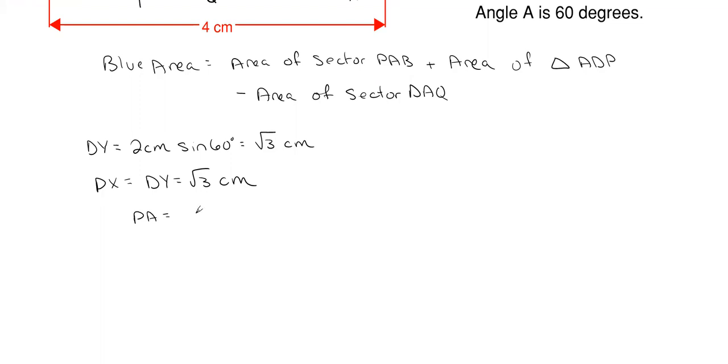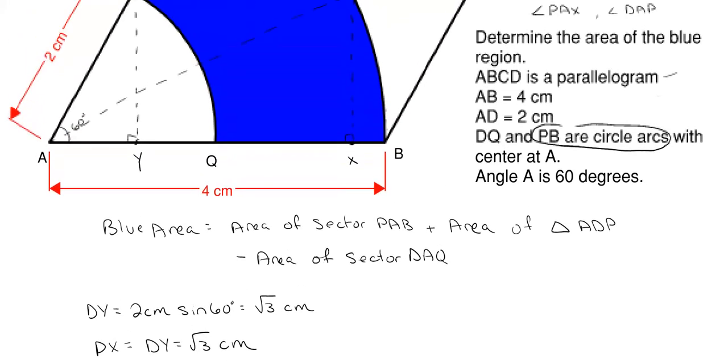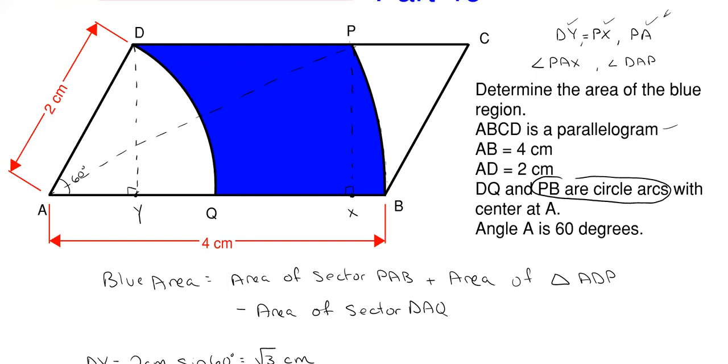So AP or PA, however you want to write it, is equal to AB, which is equal to 4 centimeters. Alrighty, so super hard there to get on those lengths. So now we have all those lengths needed. Well, what about our angles here?